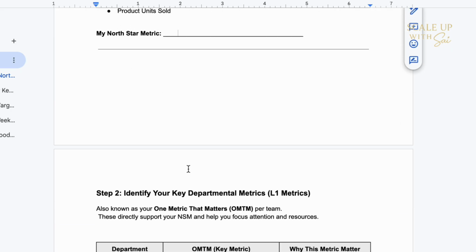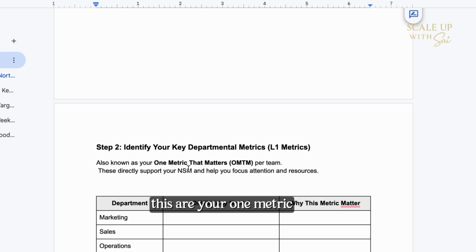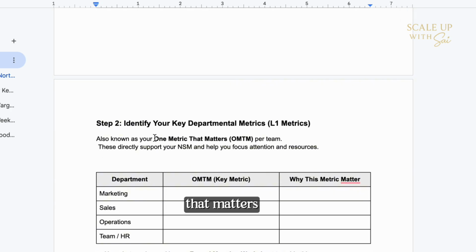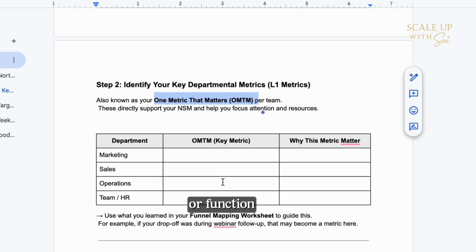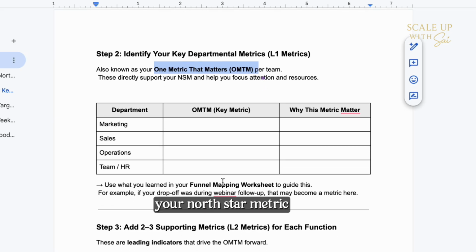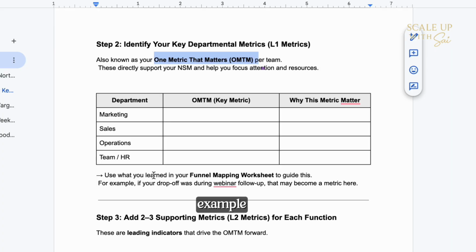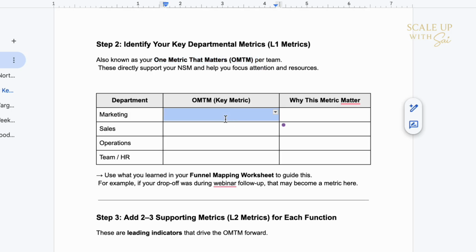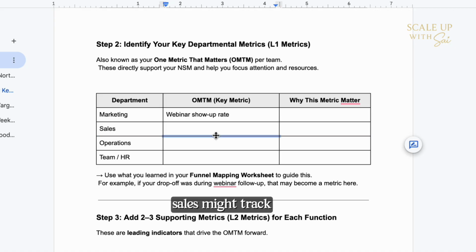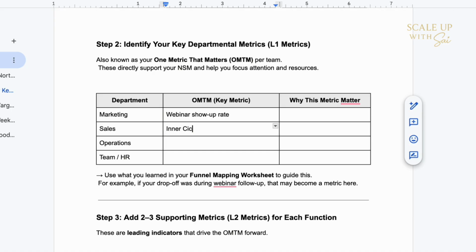Step 2, let's go a layer deeper. These are your one metric that matters, or OMTM, for each department or function. Each one should directly support your North Star metric. Example, if your NSM is total mentees, marketing OMTM should be webinar show up rate. And sales might track inner circle enrollment.